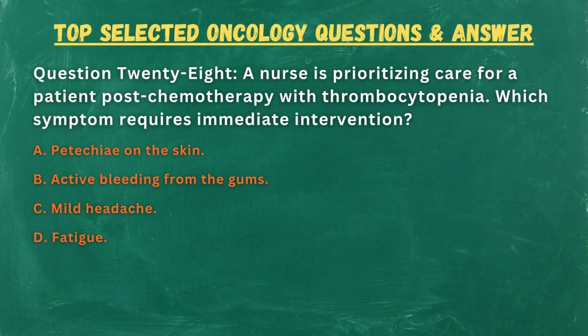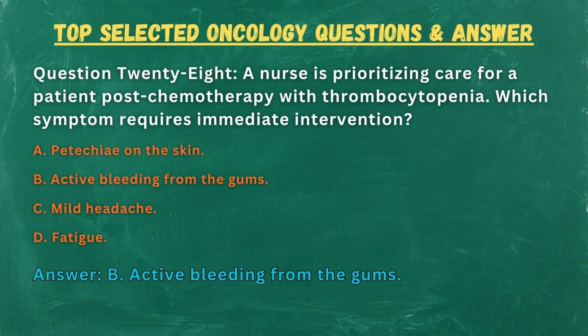A nurse is prioritizing care for a patient post-chemotherapy with thrombocytopenia. Which symptom requires immediate intervention? A. Petechiae on the skin. B. Active bleeding from the gums. C. Mild headache. D. Fatigue. Answer. B. Active bleeding from the gums.